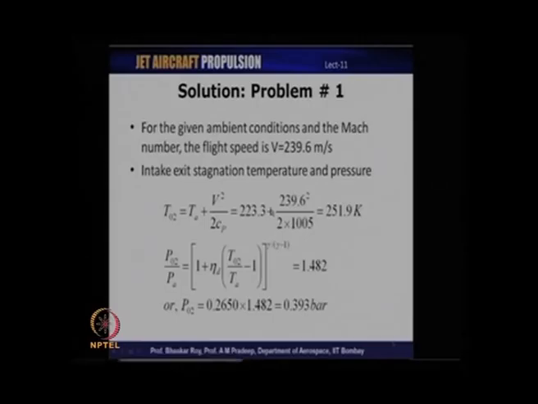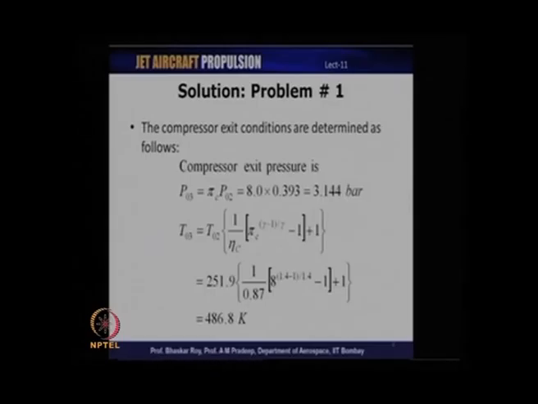So what we have calculated now are the exit conditions of the intake, which will basically be the inlet conditions of the compressor. So based on these conditions that correspond to the compressor inlet, we can now proceed towards calculating the compressor exit conditions. And how do we calculate that? Compressor exit pressure is straightforward because the pressure ratio is specified. So given the pressure ratio, we can calculate the compressor exit stagnation pressure, which is basically the stagnation pressure at the inlet of the compressor multiplied by the pressure ratio. So P03 will be equal to pi C, which is the compressor pressure ratio, multiplied by P02.